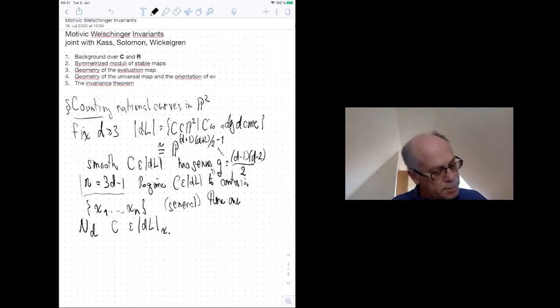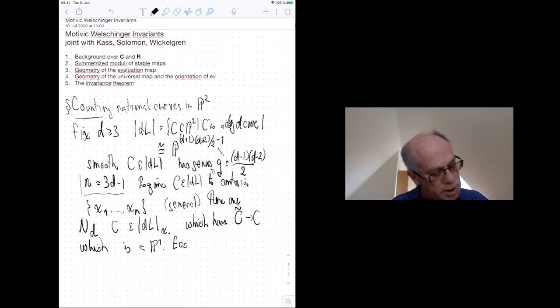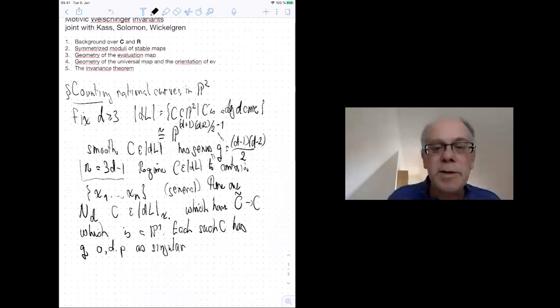which have normalization. So it'll have singular points. You remove the singularities, which is a rational curve. In other words, which is a P1. And moreover, the curve, each of these, since the points are general, each such C has exactly G ordinary double points as singularities. So that's the situation. You look at the difference between the dimension of the whole space and the genus. Imposing one ordinary double point is one condition. Passing through a point is one condition.